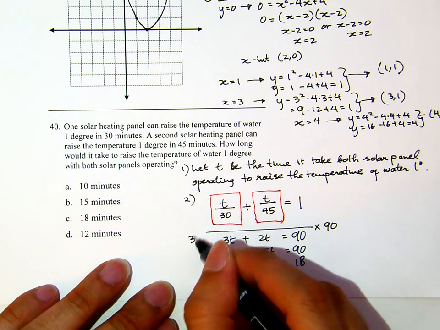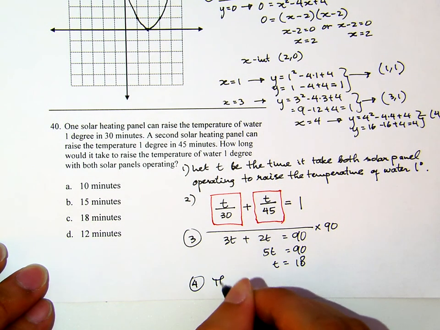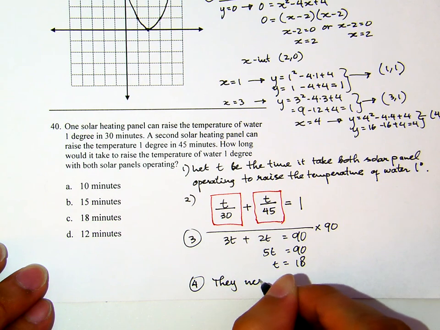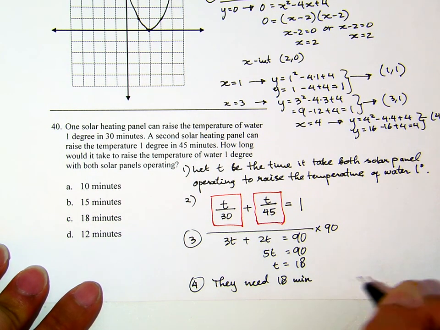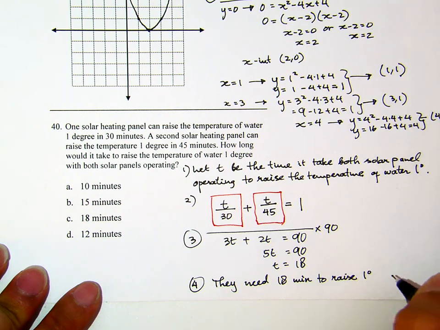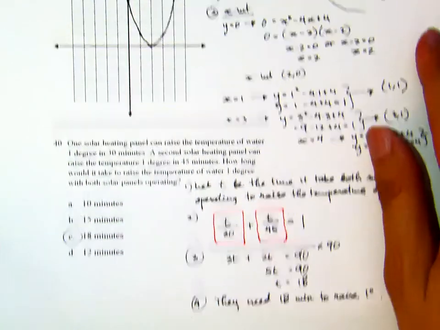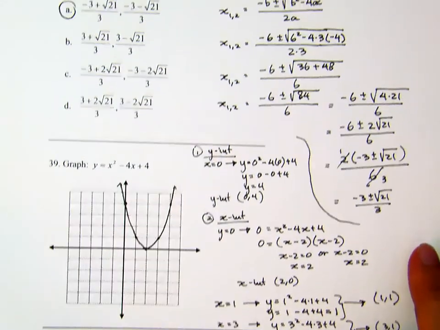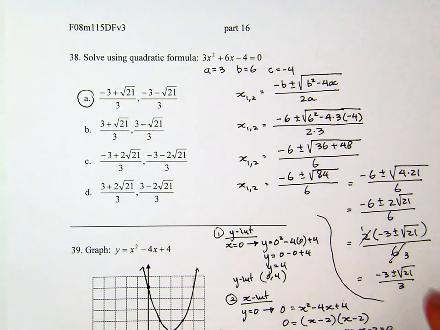Okay, that's 18. Now then we will see how long they need: 18 minutes to raise 1 degree. Okay, now this is for Fall 2008 Math 115 Department Final version 3, number 38, number 39 and number 40.